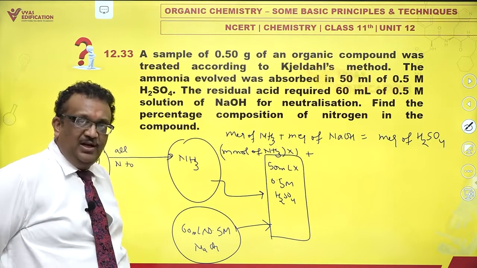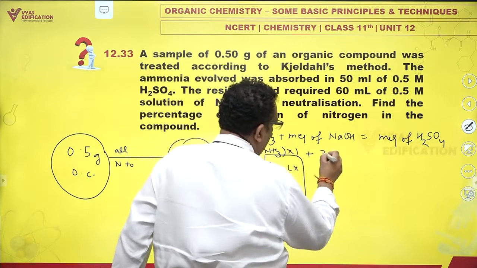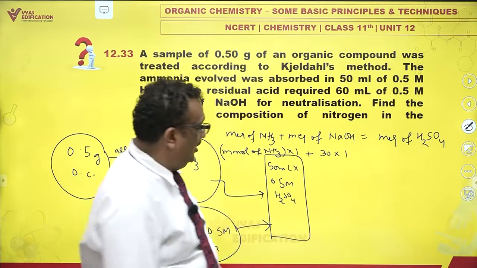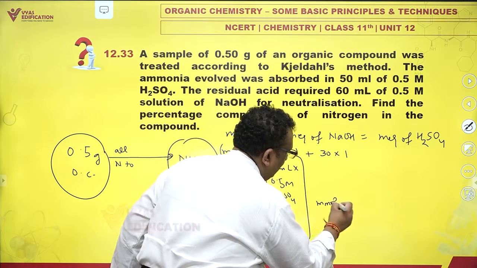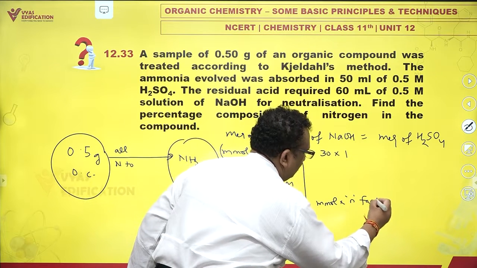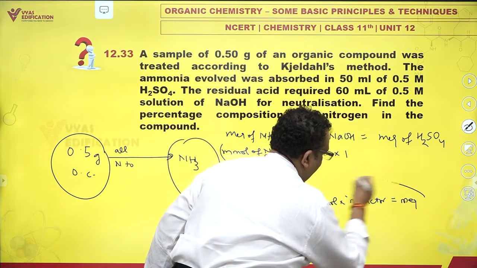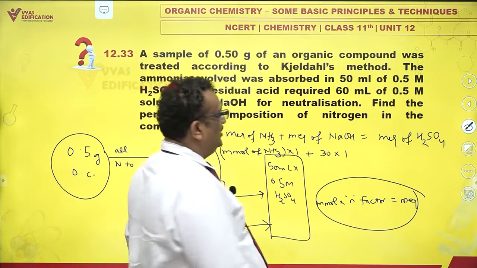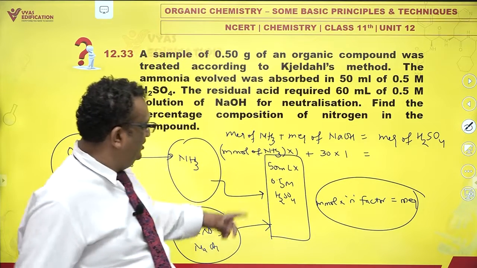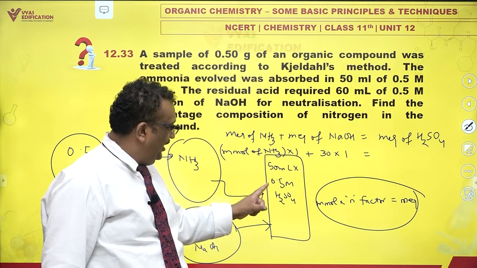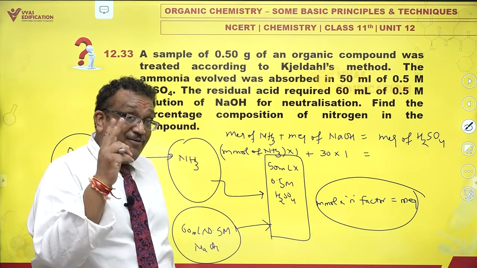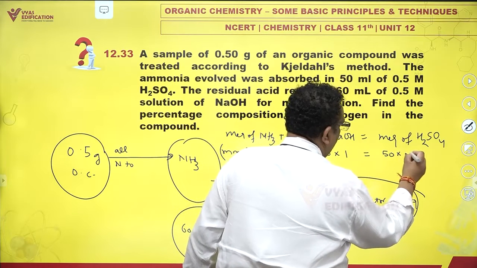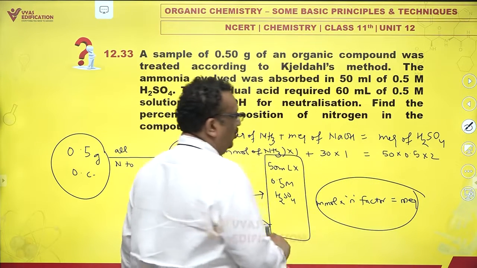Multiply them. 60 into 0.5. That makes it 30. And NaOH, this is 30 millimoles, and equivalence factor. Now millimoles into n factor is equal to milliequivalents. We know that, right? So into 1. This is equal to milliequivalents of sulfuric acid. 50 into 0.5, and for H2SO4 n factor is 2. It is not 1. So 50 into 0.5 into 2. Oh wow.